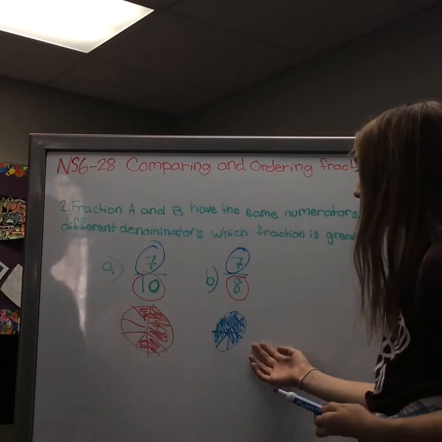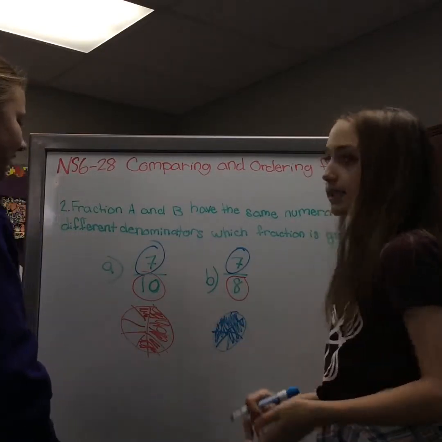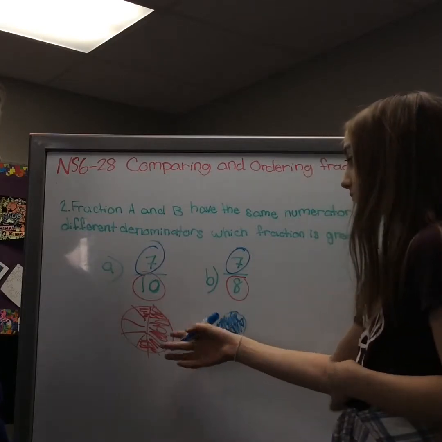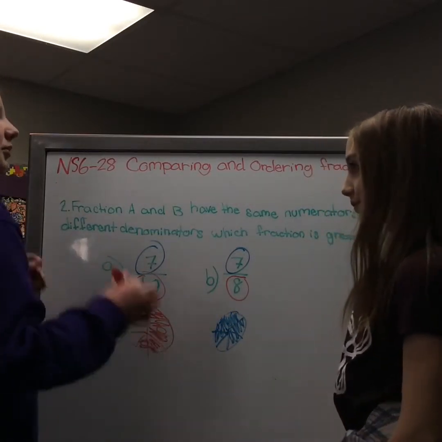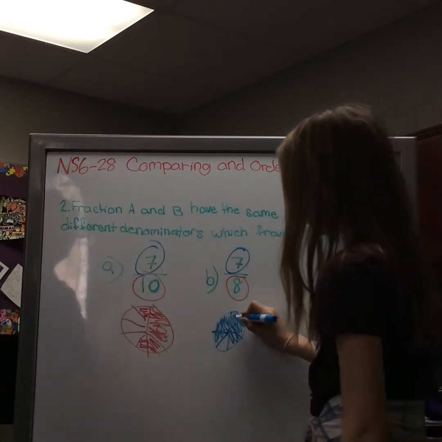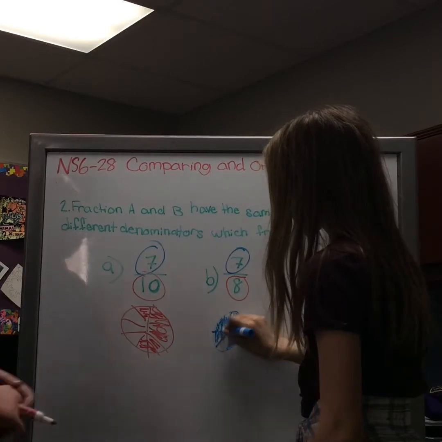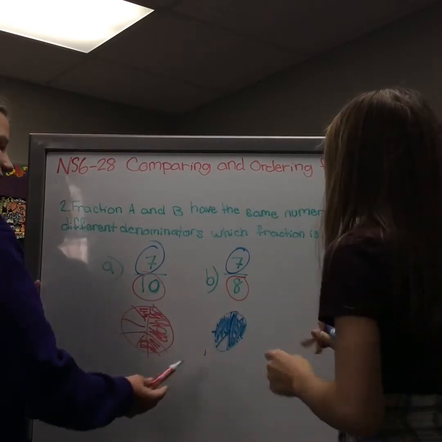This is because that 8 is less than 10, so then each piece covers more space. Yeah, because it's divided into less pieces. So it covers more area, so then it's bigger. Yeah, it covers more area than this. So let's do another example.